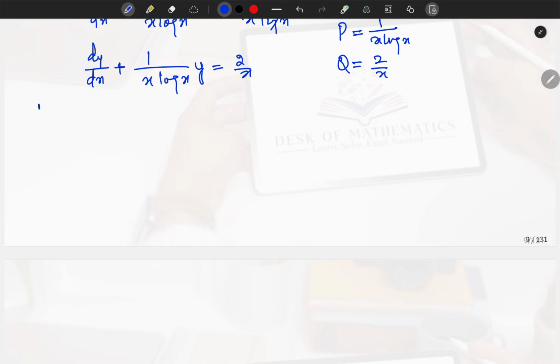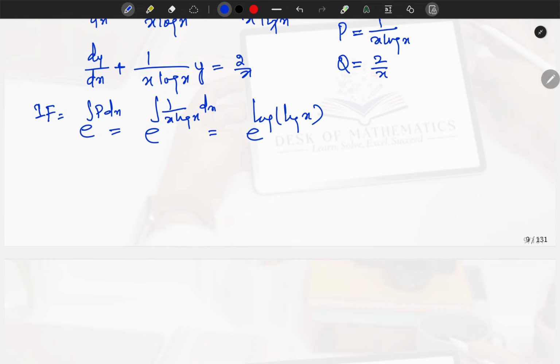So for this now your solution. First you have to find the integrating factor, that is e integral of p dx. Your p is 1 by x log of x, is it, dx. So that is e raised to log of log of x, okay, is equal to, so e and log will go, so it will be log of x, okay.